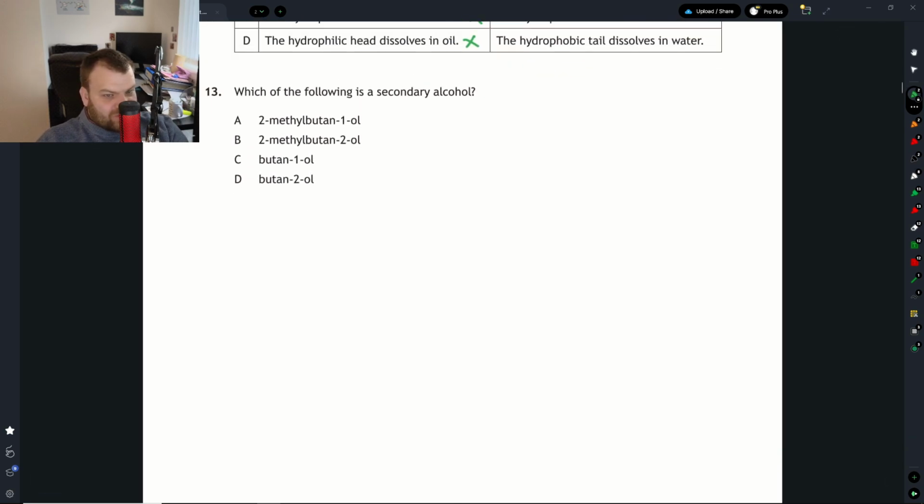For our next question, we're looking for a secondary alcohol. This means that the carbon with the hydroxyl group is bonded to two other carbons. Two options for this one. If you can picture these out in your head, you can get to your answer from there. Another option is to draw them all out and then look to see which one has two carbons attached to the carbon with the hydroxyl group.